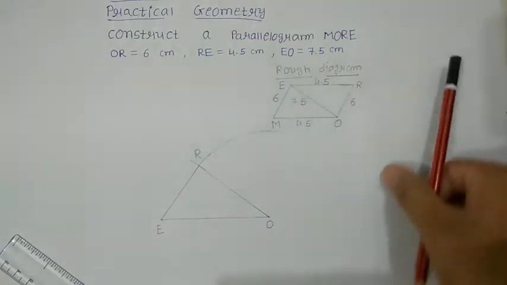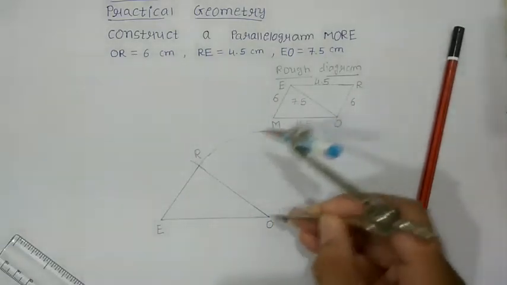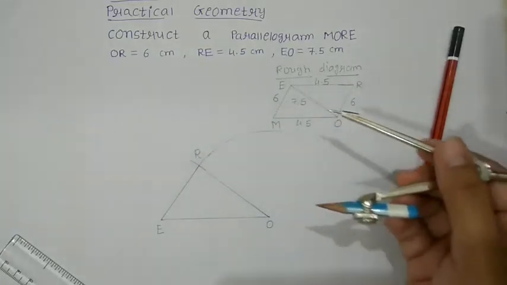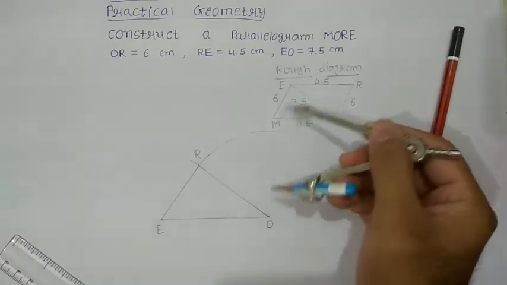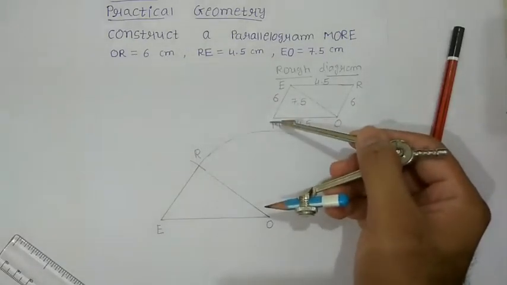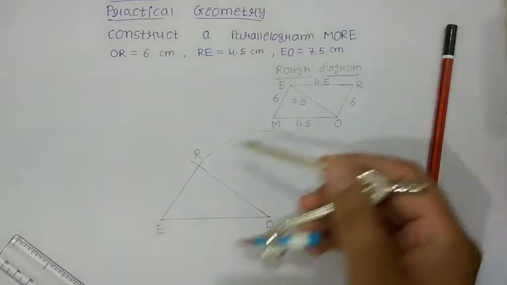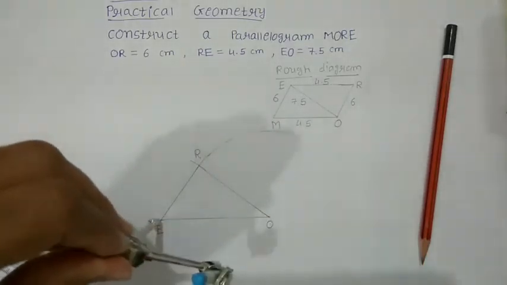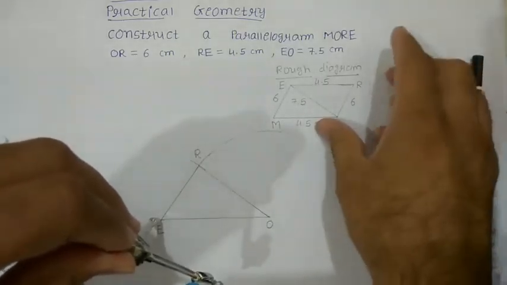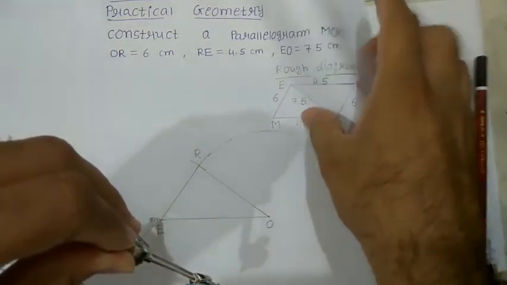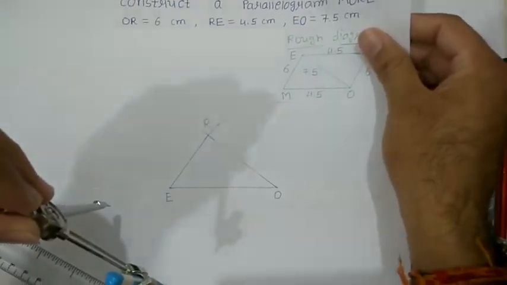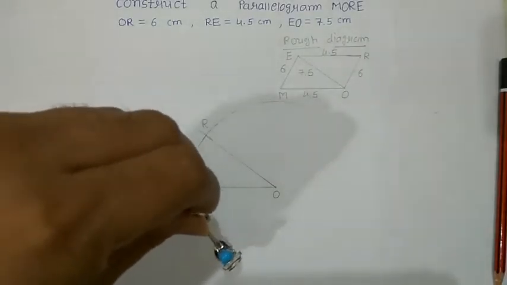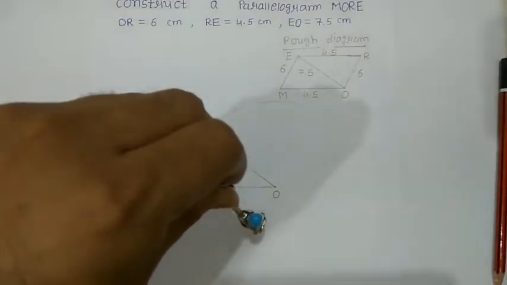So now again from O we have to take 4.5 centimeter of the distance. Okay, currently in our compass we have 6 centimeter of the distance. So from point E we can make an arc of 6 centimeter to get the point M. Okay, so let us do it here. Make an arc of 6 centimeter here.